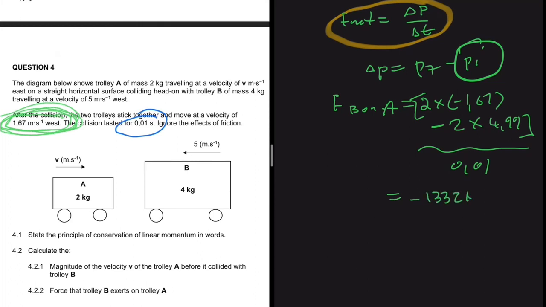The answer I'm getting here is minus 1,332 newtons. We've already established that the direction to the east is positive, so since we have a negative value, we know that the force is exerted to the west. So we have 1,332 newtons to the west. And it makes sense. If trolley B is moving to the west and trolley A is moving to the east, then when they collide, trolley B will exert a force on trolley A to the west.